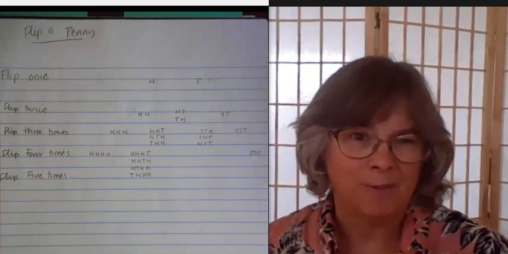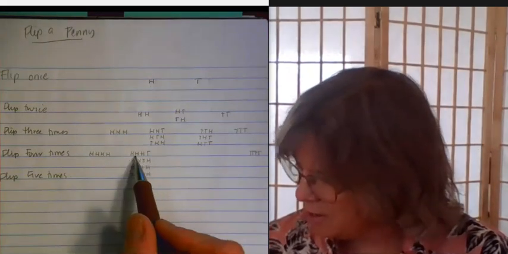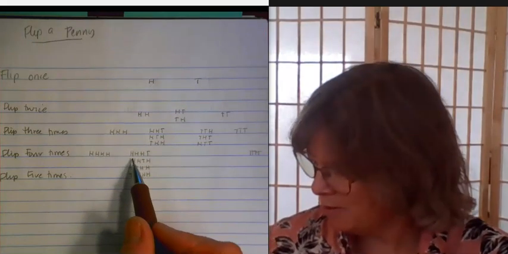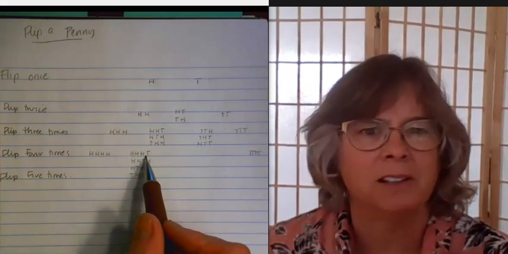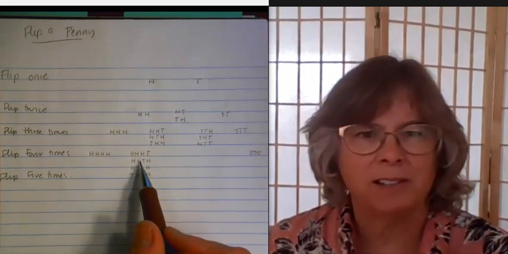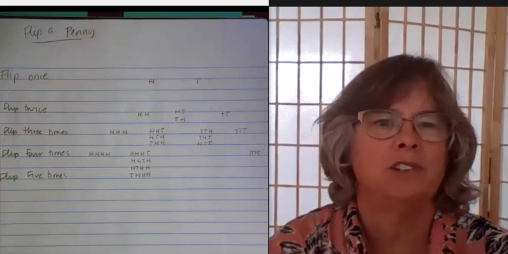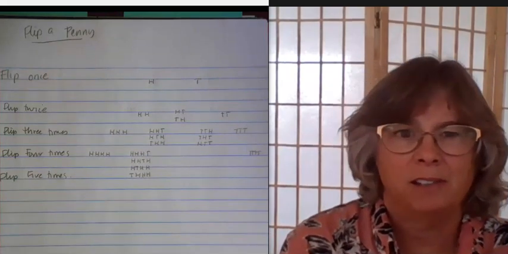Just to clarify, so 3 heads, 1 tail, and the tail might appear in different positions. You might go heads, heads, and then get a tail. Maybe you get a heads, tails, and then heads, and so forth. So there's actually 4 different ways you might get 3 heads and 1 tail.